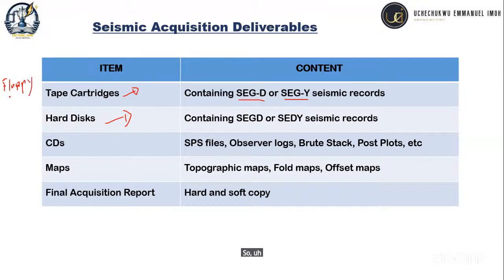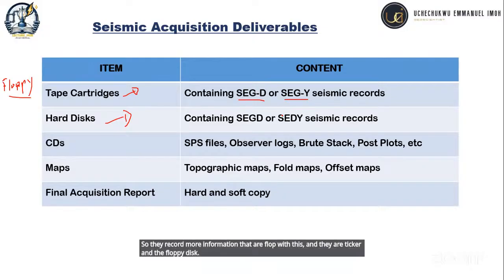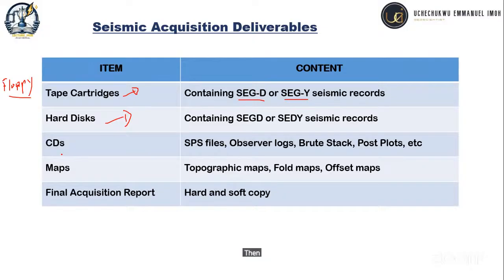So that's what tape cartridges look like. They are magnetic tapes, and they record more information than your floppy disk, and they are thicker than the floppy disk. Then among the deliverables, you also have your CDs. That's your compact disc, the normal CD that you know.